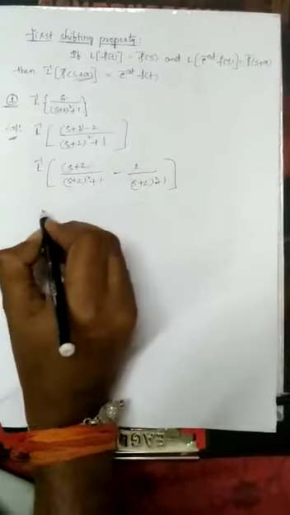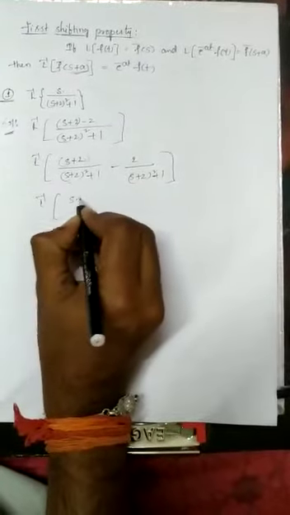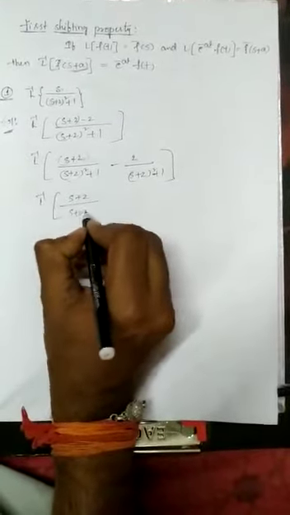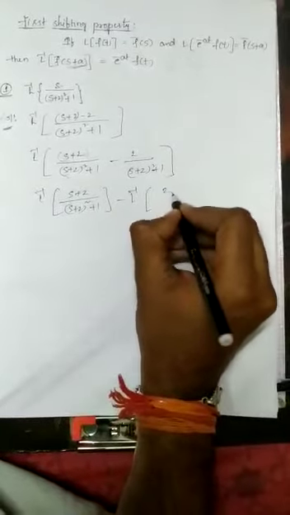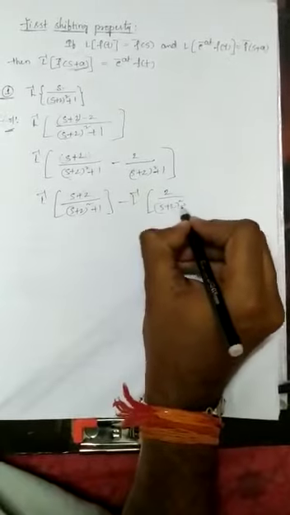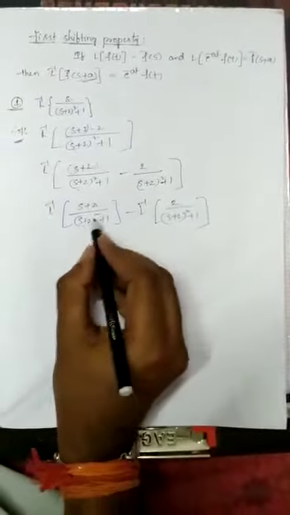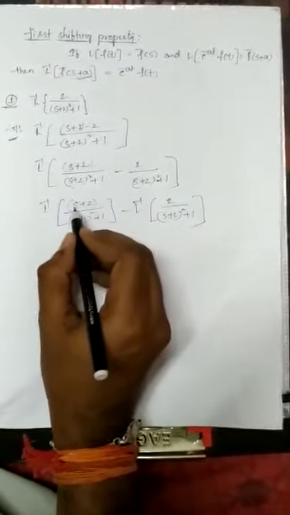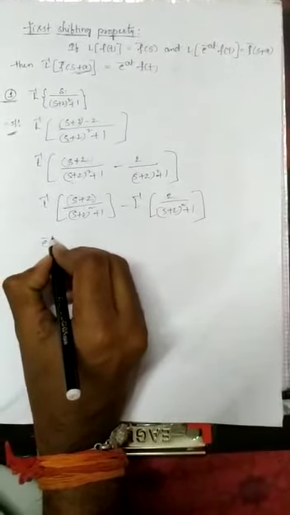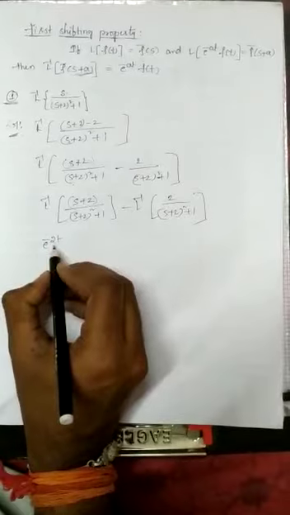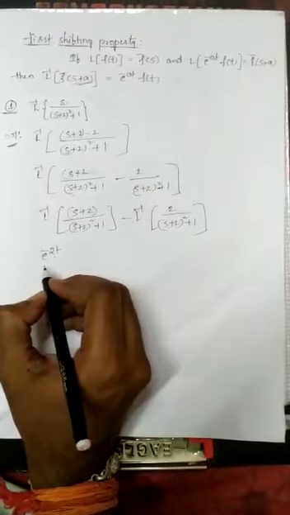Before going to use that, let us separate here. Laplace inverse of (s plus 2) by ((s plus 2) whole square plus 1) minus Laplace inverse of 2 by ((s plus 2) whole square plus 1). Now use that function. To replace this s plus 2 with s, we have to write e power of minus at outside, that is, a implies 2 here. So write e power of minus 2t outside.